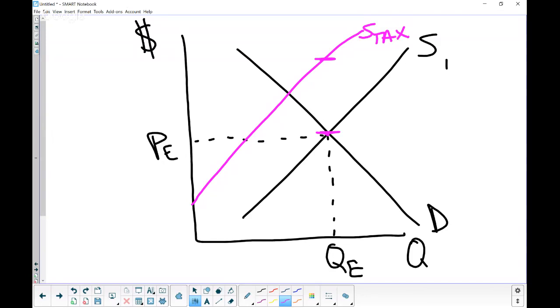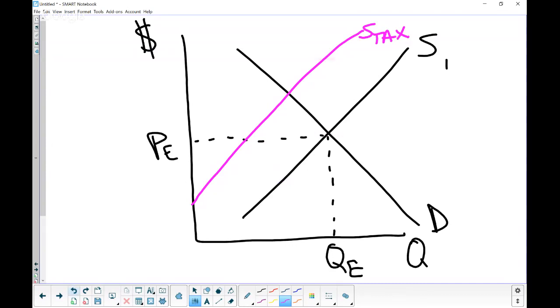This will absolutely pop up on the AP test. I almost guarantee it. They're going to ask you. So you can choose it anywhere. So this vertical distance to this vertical distance. This distance here is the tax. This distance here is the tax. It is a vertical distance between the two curves.